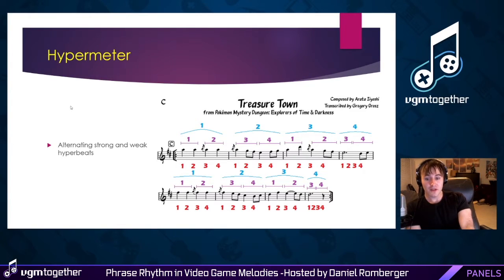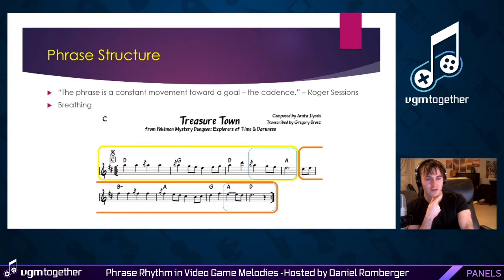So the concept of hypermeter is half of phrase rhythm. The other half is phrase structure. So the question is, what is a phrase? Oftentimes, musicians talk about phrases, but there's really not that much of a consistent definition. If you're trying to explain it in words, it can honestly be a very hard thing to do.